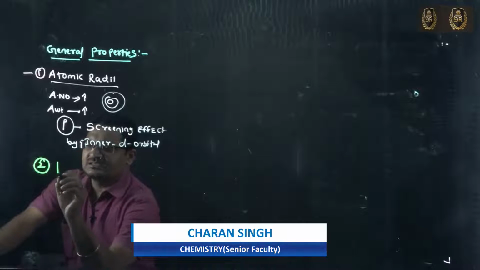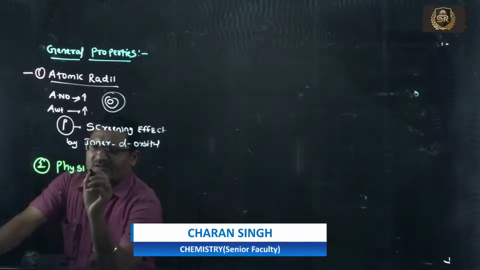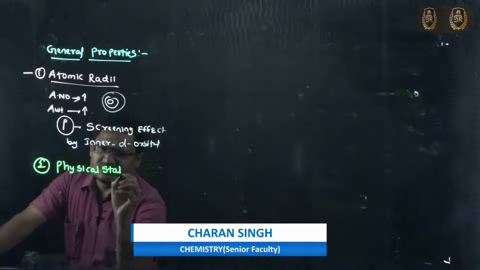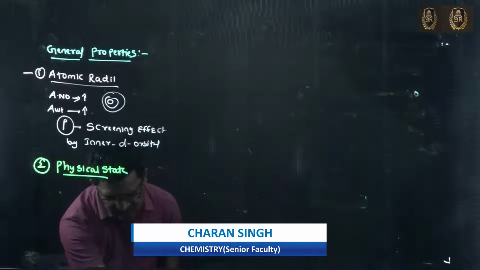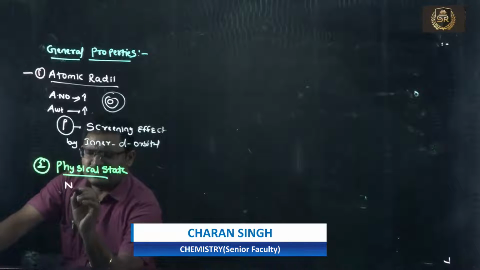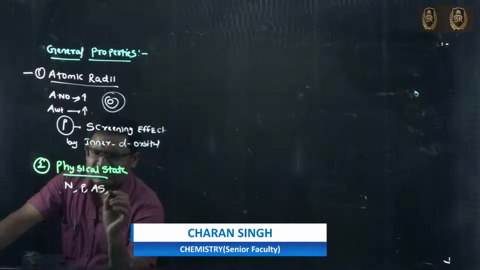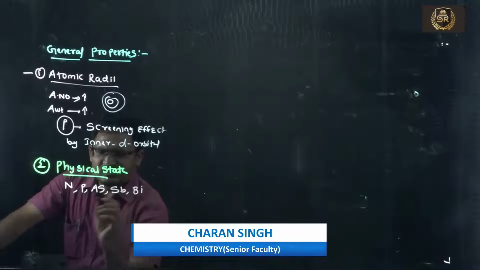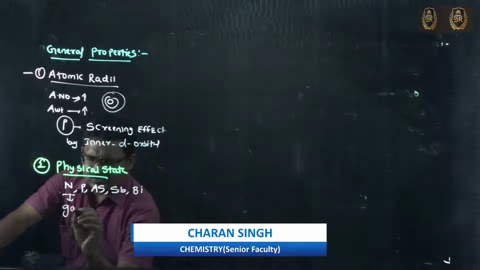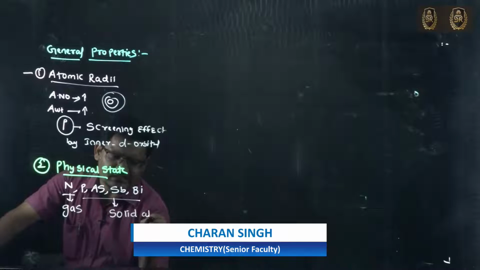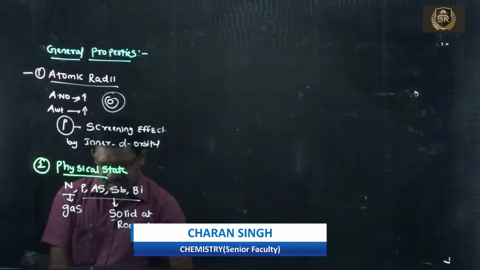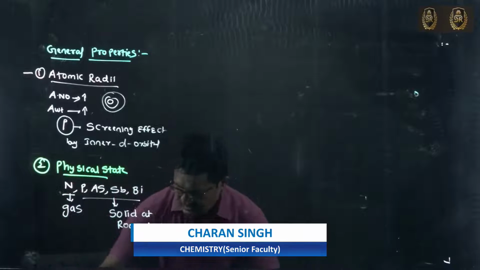The second one is physical state. What is the physical state? Here: nitrogen, phosphorus, arsenic, antimony, bismuth. Nitrogen is a gas while the other elements are solids at room temperature. This is physical state. After that, the next one is aromaticity.